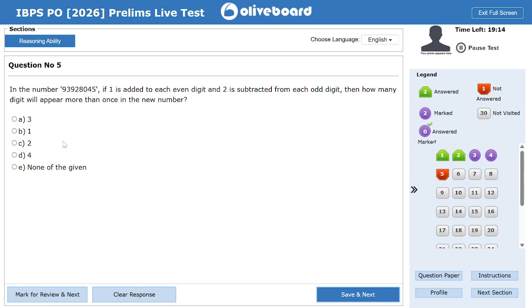93928. 1 is added to each even digit and 2 is subtracted from each odd digit. So 1 is added to even digit. 3 9. So यहाँ पर 0 even digit, so 1 5, और 2 is subtracted from each odd digit, 1 7 3. So how many numbers will lead pair more than once? 1 2 3.